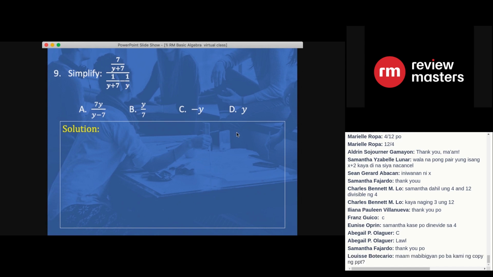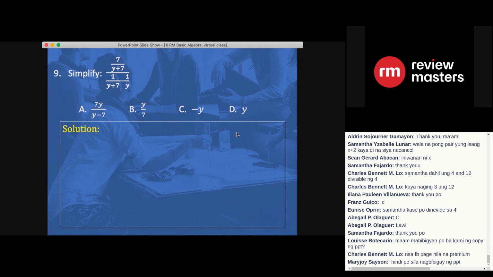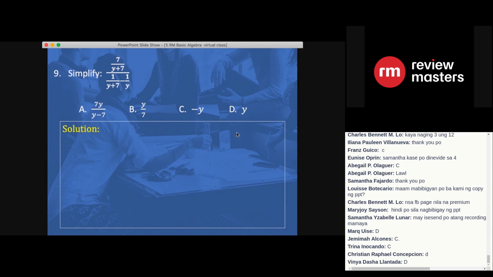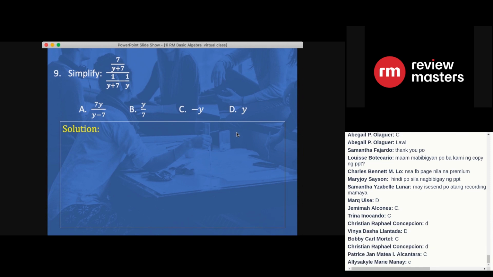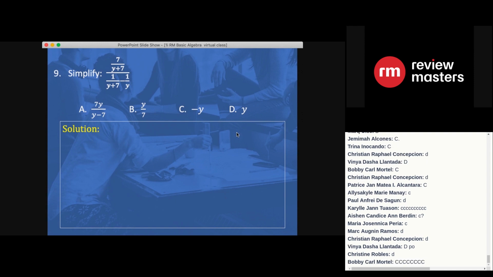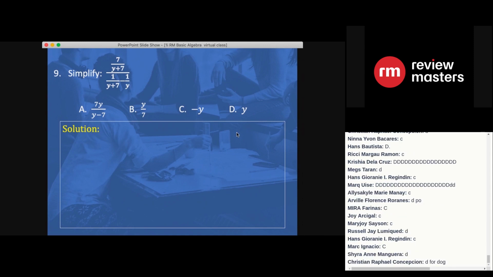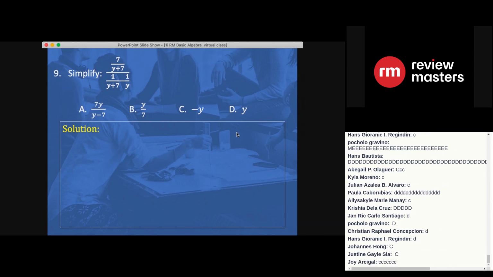Okay. Now, this is an example of a complex fraction. Who were able to answer this, and what is your answer? Sino nagsagot ng number 9? And please key in your answer. Some answered D, some answered, madami yatang D. C. Okay, so medyo dito mix ang sagot, ano? Merong nakasagot ng D, merong nakasagot ng C.